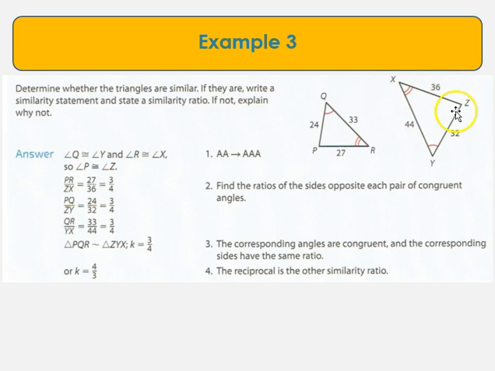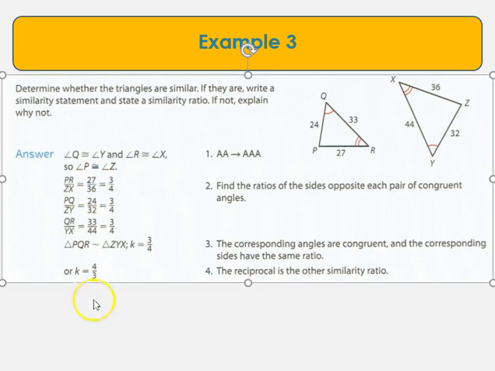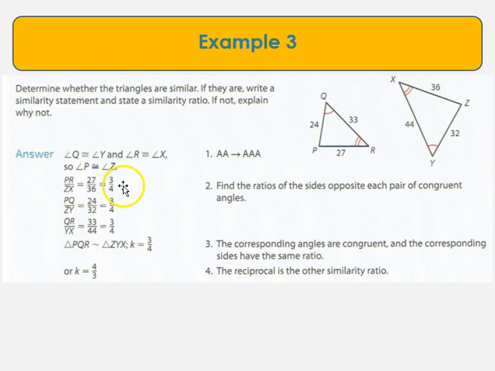So PR is congruent to ZX. Or let's say it's in proportion to ZX. Sorry. That would mean it would be 27 to 36. So 27 in ratio to 36 equals 3/4. We found the greatest common factor to divide by, and that was the number 9, and that gives us 3/4.